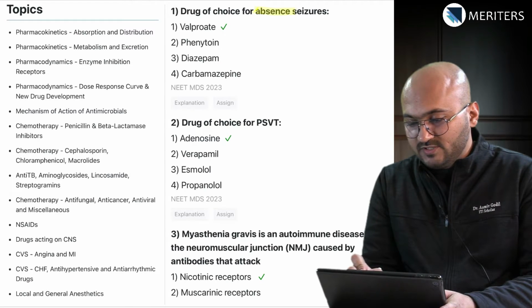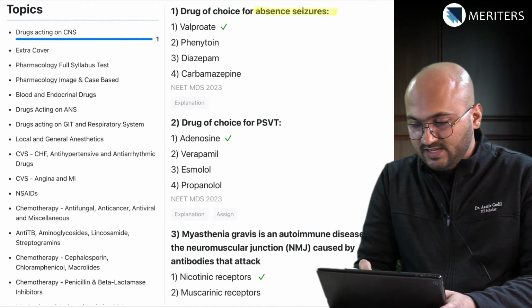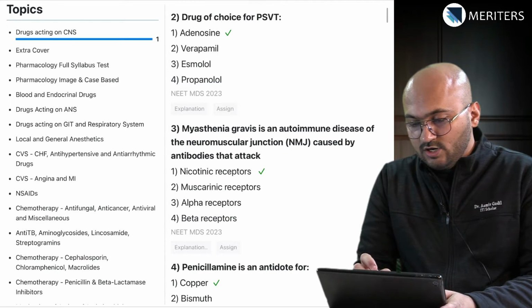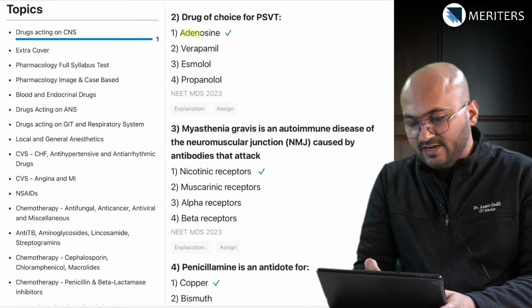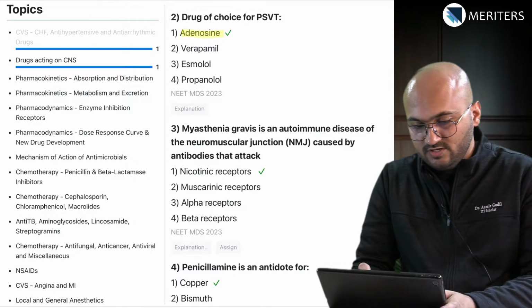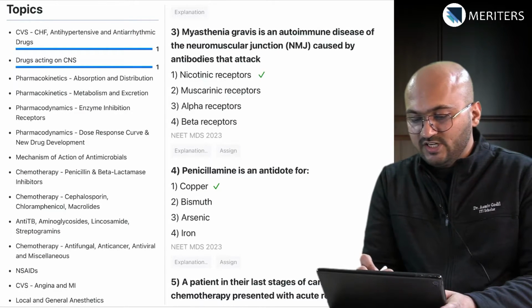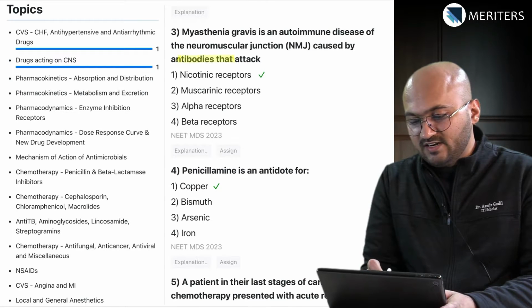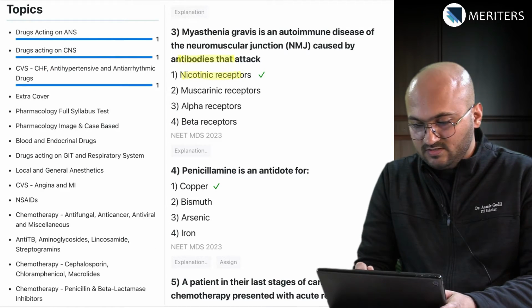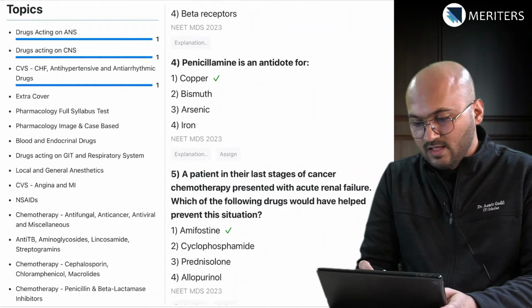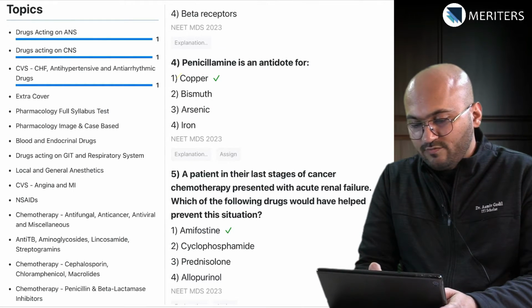So drug of choice for absence seizures, that's CNS. Drug of choice for ventricular tachycardia, adenosine, cardiovascular. Myasthenia gravis is an autoimmune disease of the NMJ caused by antibodies that attack nicotinic receptors, so that's ANS. Penicillamine is an antidote for copper.